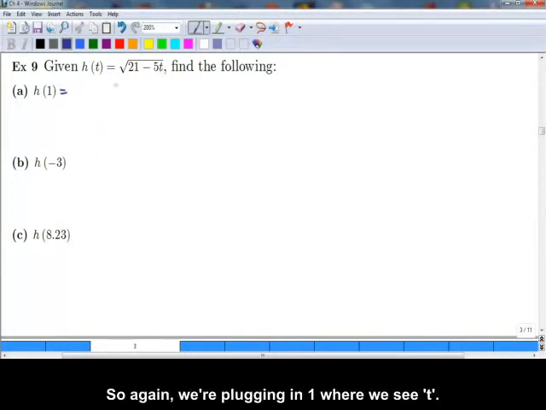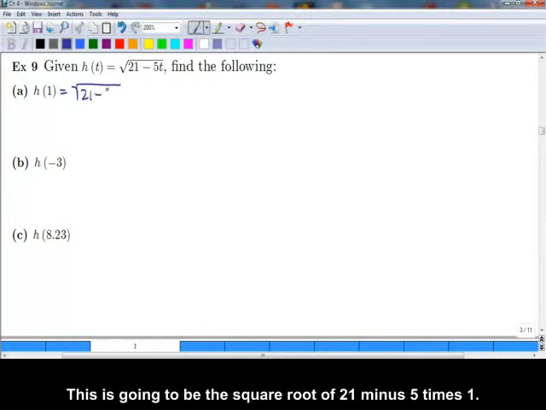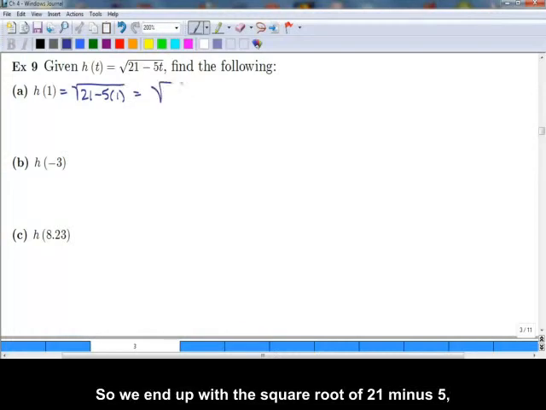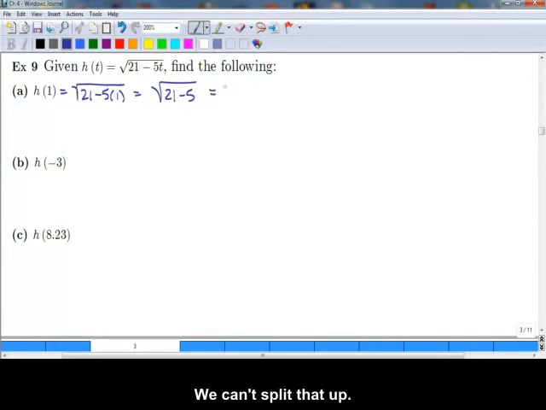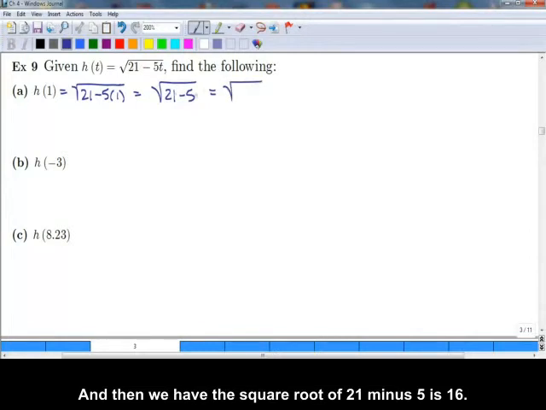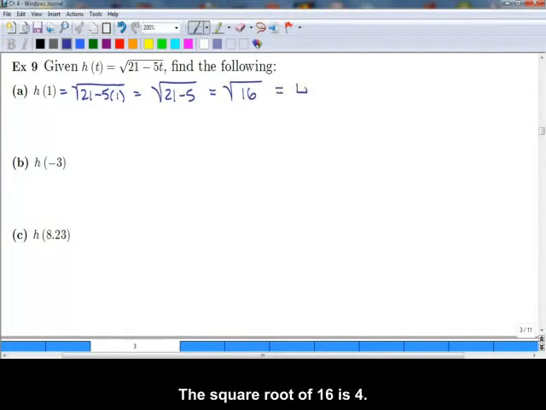So again, we're going to be plugging in 1 where we see t. So this is going to be the square root of 21 minus 5 times 1. So we end up with the square root of 21 minus 5, and again, we have to make sure that we do everything inside the radical first. We can't split that up. And then we have the square root of 21 minus 5 is 16. The square root of 16 is 4. Try another example here, h of negative 3.